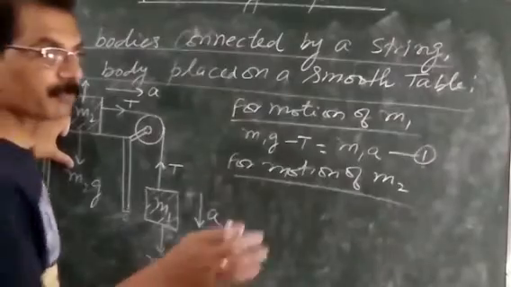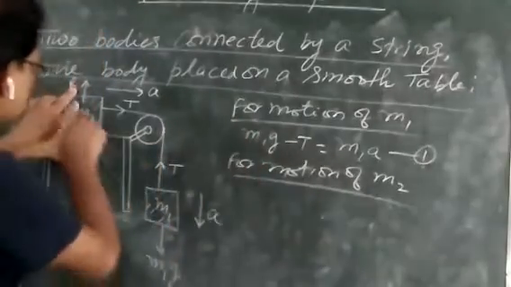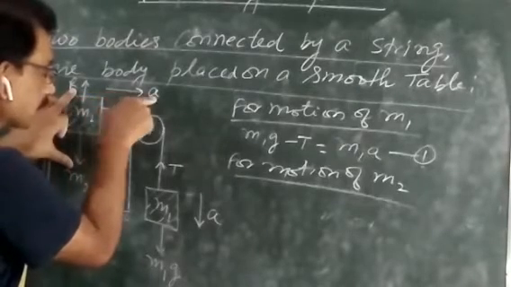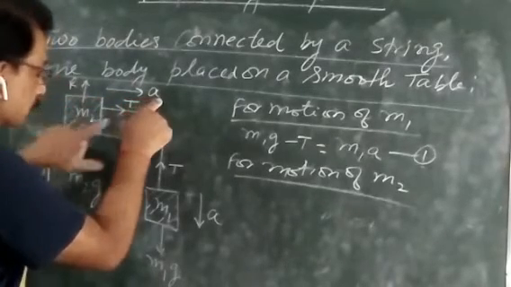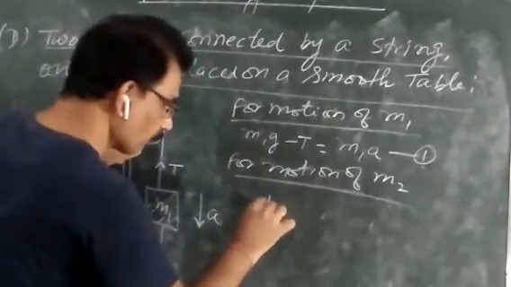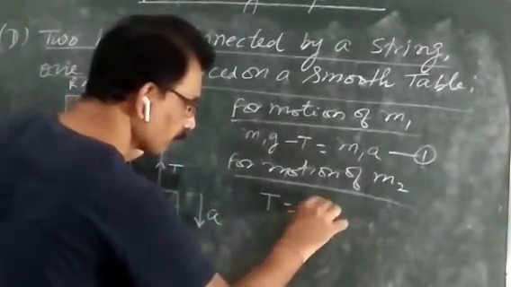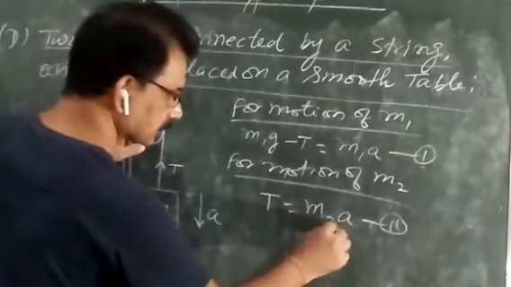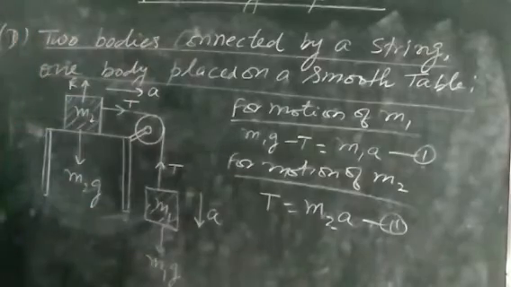Now which force is responsible for the motion? अब बचा कौन? Tension T, and this T is acting in the direction of acceleration. It means this T is responsible for this motion. So what expression do you write? Force T is equal to mass m2 into a. Force is equal to mass into acceleration by Newton's second law of motion.